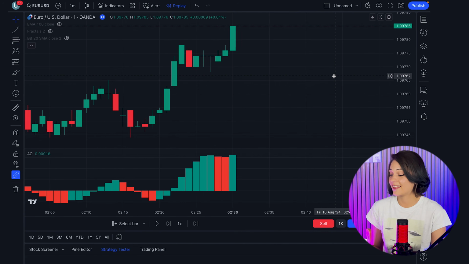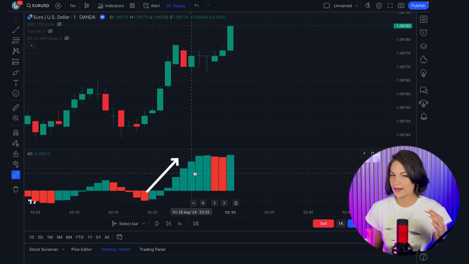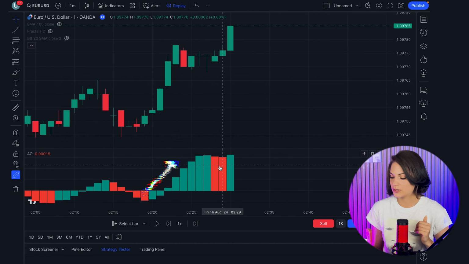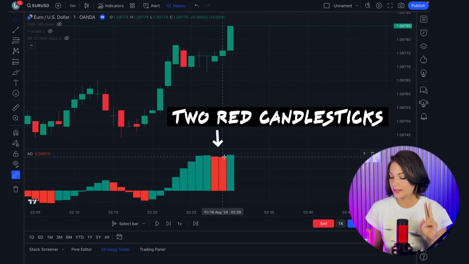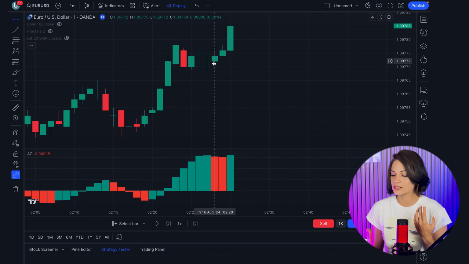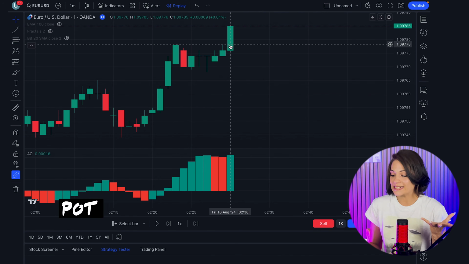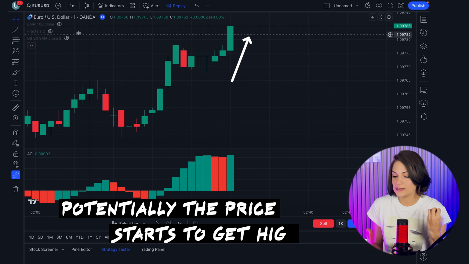And then we need to get closer to the chart and find a certain setup that we see right here. So while the histogram is higher than the 0 point, we need to find two red candlesticks in a row, and the third candlestick is supposed to be green. That basically signals that there was some sort of drop, and then the price started gaining potential, and the potential is for price to go higher.